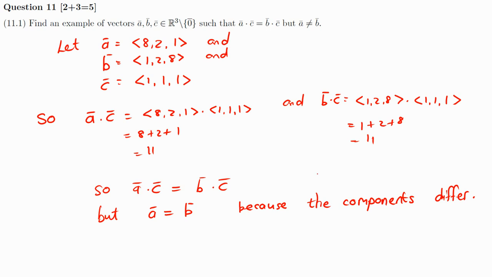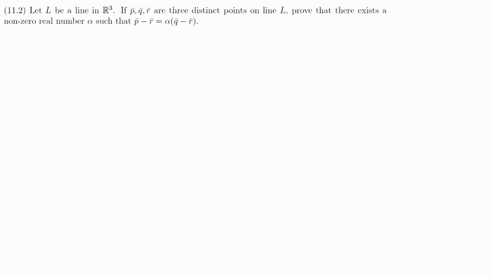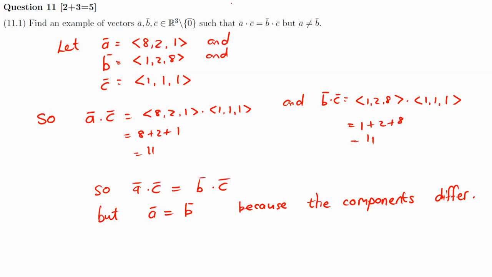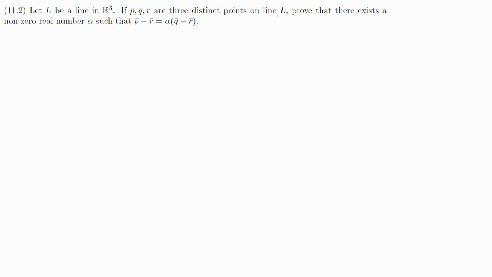Okay, so now for the last question. Let L be a line in R3. If P, Q, R are 3 distinct points on line L, prove that there exists a non-zero real number alpha such that this is true.